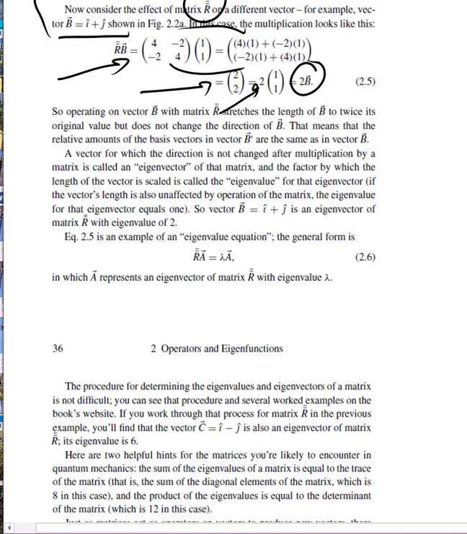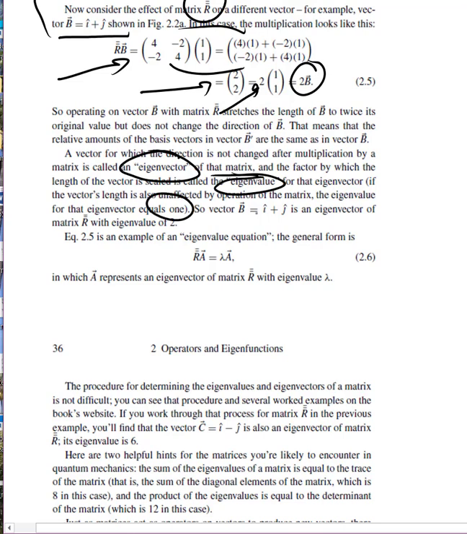You're probably ahead of me. What we have here is an eigenvector of the matrix R. And that factor of 2 by which the magnitude was scaled, that's the eigenvalue for that eigenvector. You say, yeah, but what if it had neither changed the length nor the direction? In that case, the eigenvalue would have been 1.